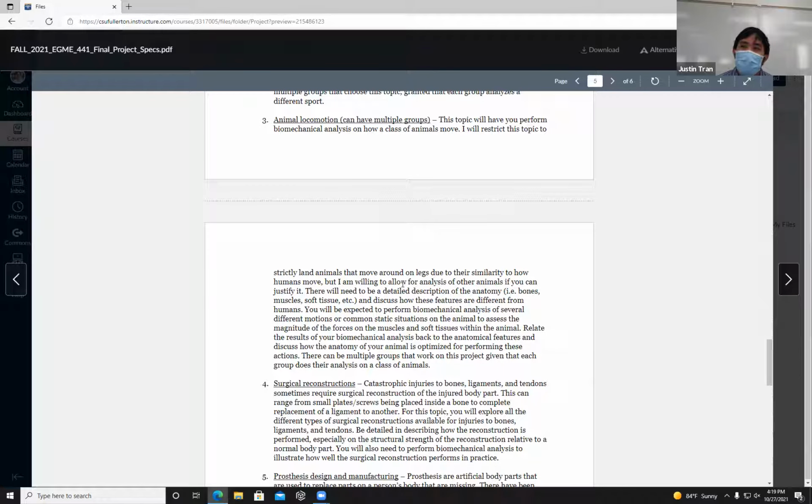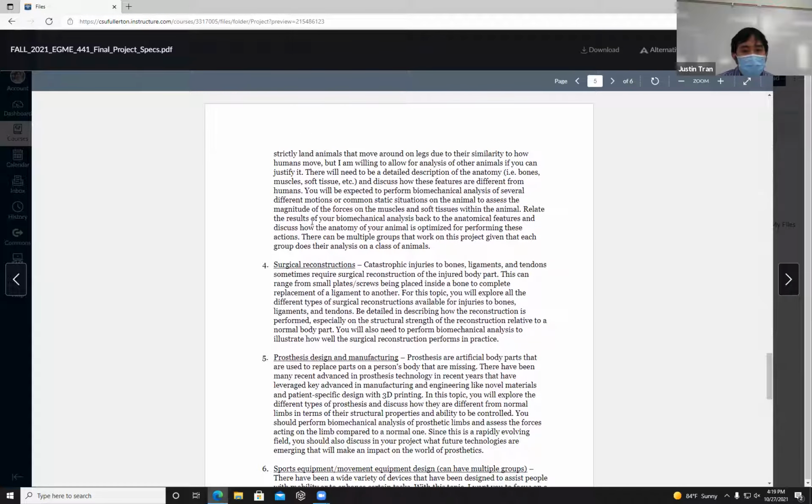Just make sure you run it by me first so that we can talk about it. What's interesting about this topic is that the anatomy of your animal is going to be very different from human. So I want you to go through a detailed description of the main bones and the main muscles for these animals, and tie that into your analysis as well. When you do static analysis or dynamic analysis on your animal, explain how the anatomy of that animal helps them perform these actions well.